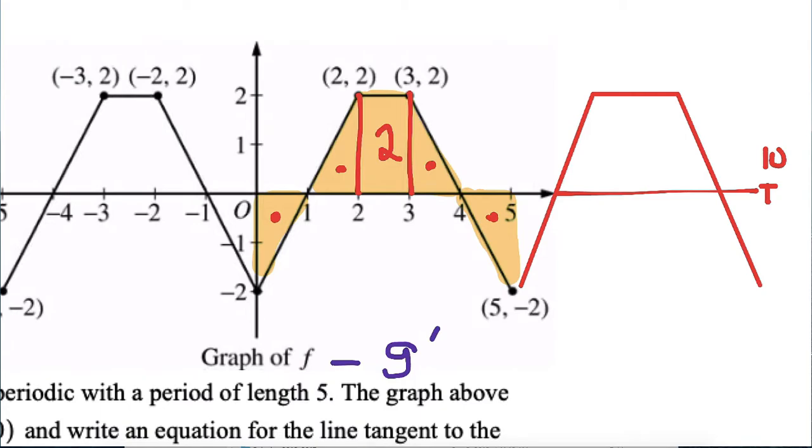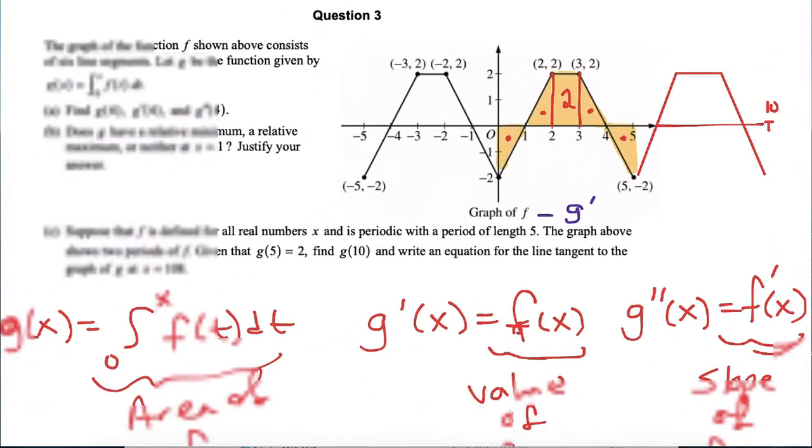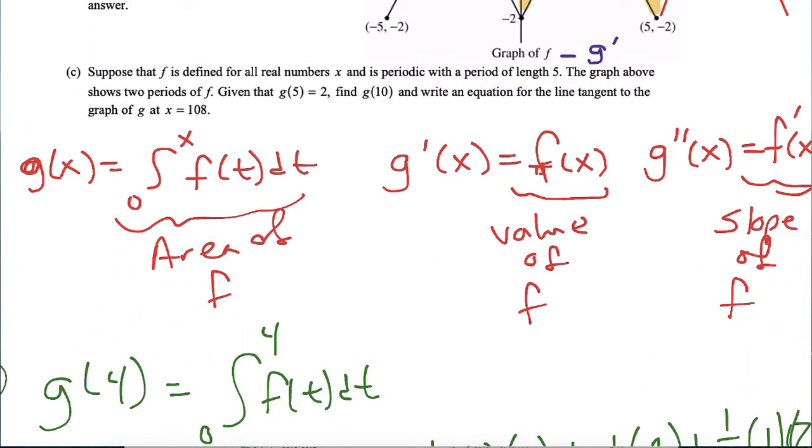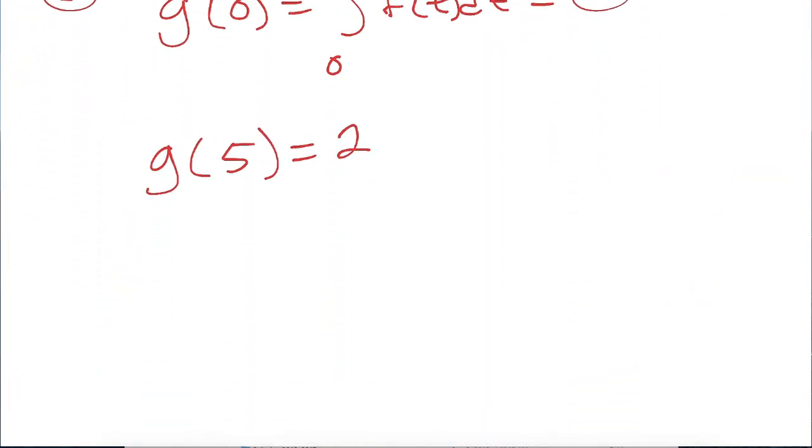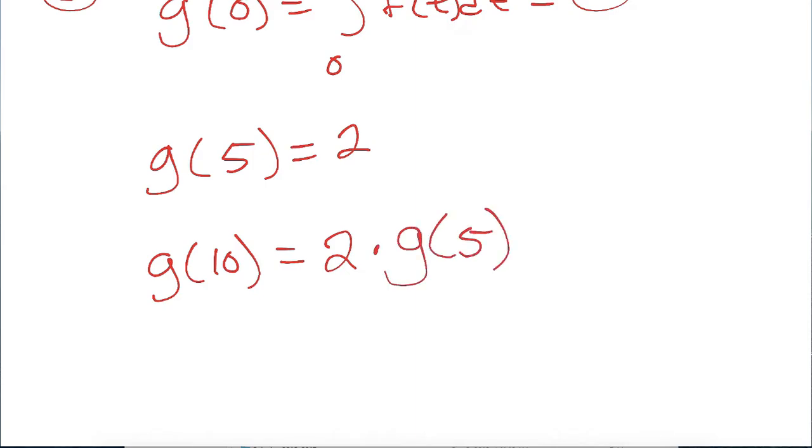So what you should think about is you should say, oh, well, what that means is that when we're doing part C, if g of 5 is equal to 2, g of 10 is equal to 2 times g of 5, or 4. That was worth 1 point. Okay, just kind of realizing that must be the answer.